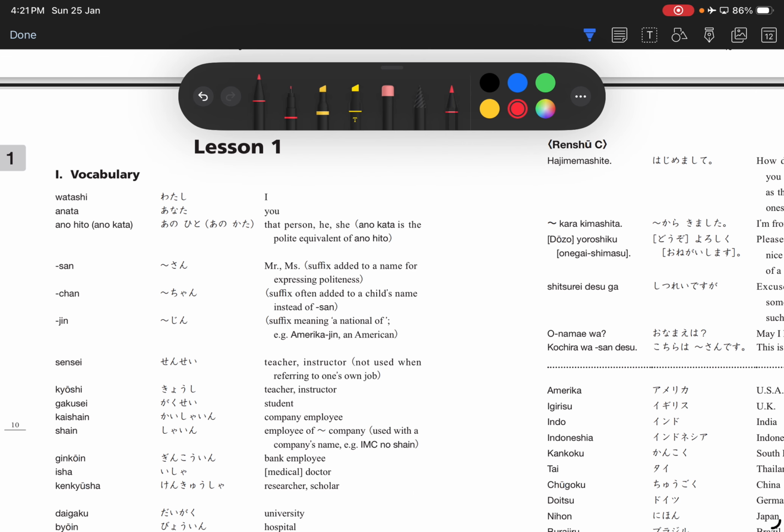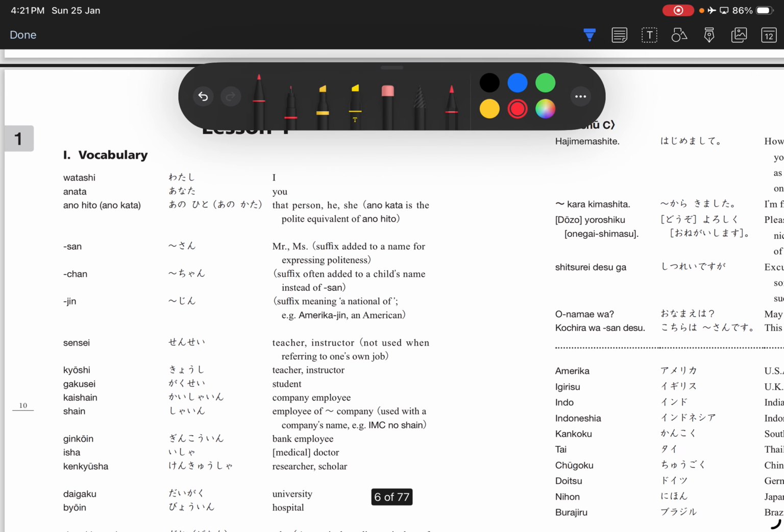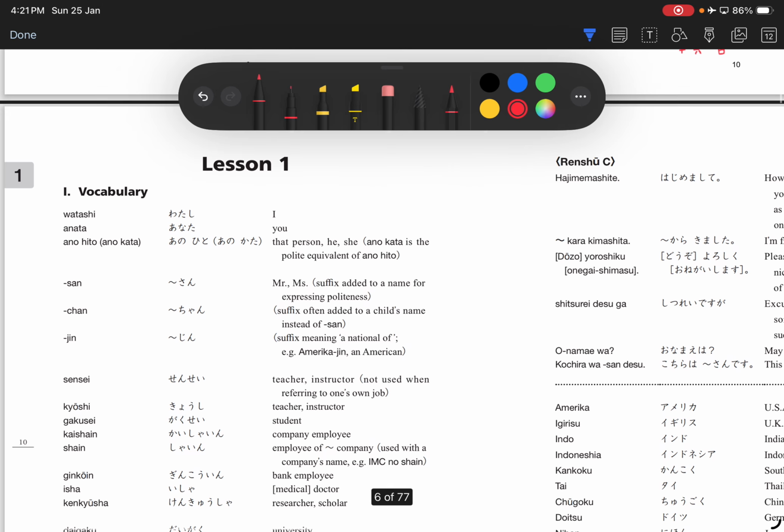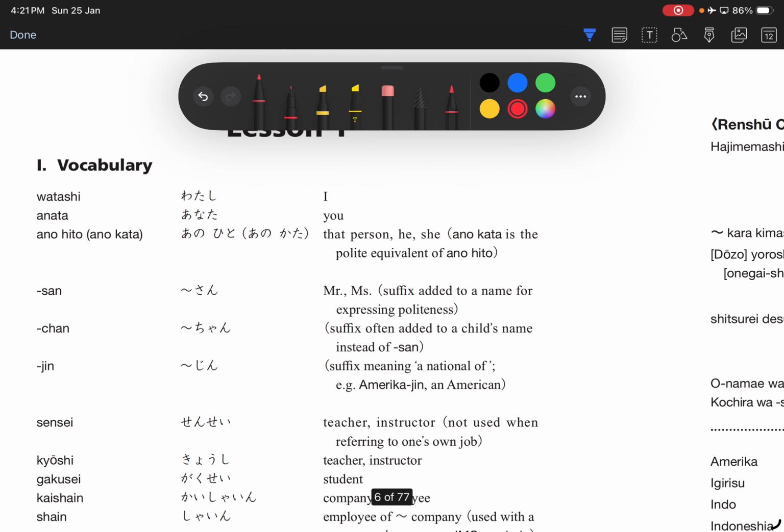Okay, anyways, let's talk about lesson 1, vocabulary. Everybody on this page? Lesson 1. Repeat after me. Watashi. Anata. Ano. Ano kata. Ano hito.